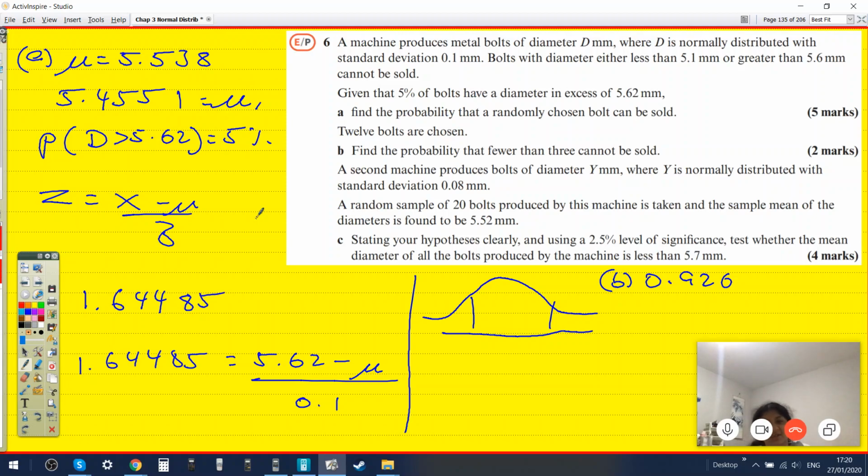I don't know how to do that question. It's only 2 marks. Bolts with diameters of less than 5.1 or greater than 5.6 can't be sold. So you just found the probability was 0.926? That it can be sold, yeah. So it's in between 5.1 and 5.6. So then it can't be sold would be 1 minus that. Yeah. And 12 bolts are chosen. Find the probability that fewer than 3.